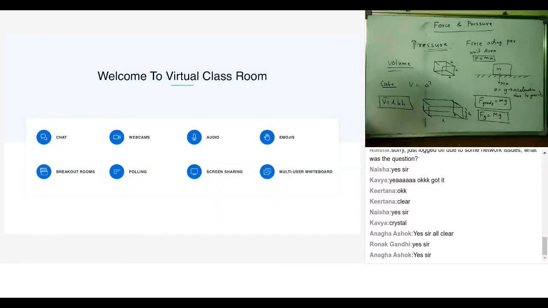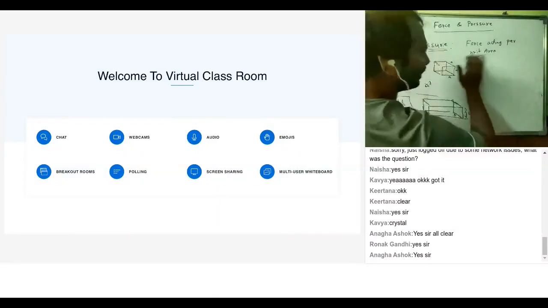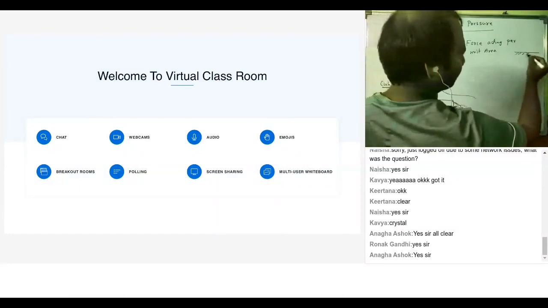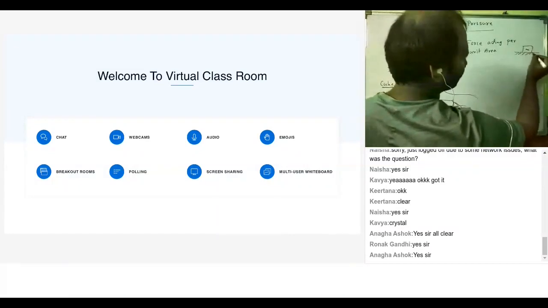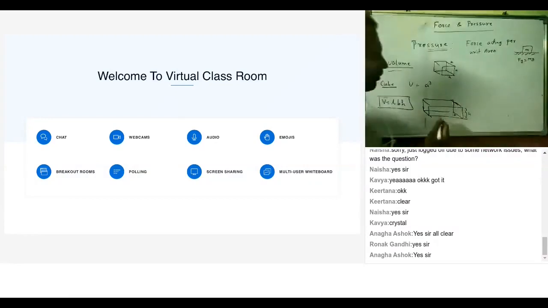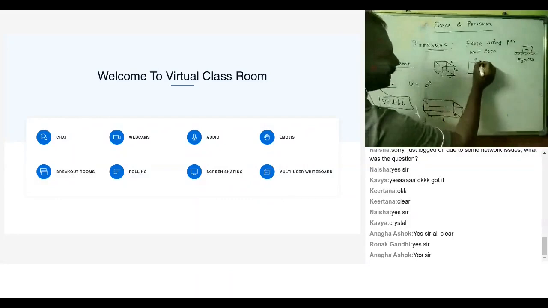One more thing that I would be needing for this part. I'll just keep this part which is necessary for you. If I keep a mass M on the surface of Earth, what is the force due to gravity? M into G. Fine. One more thing. What is the area of a square? If I have a square, what is the area of a square?